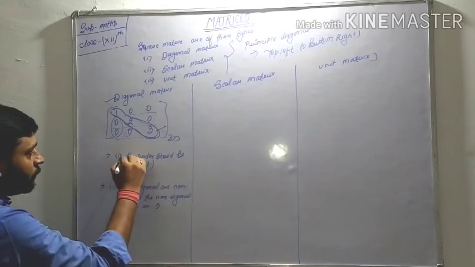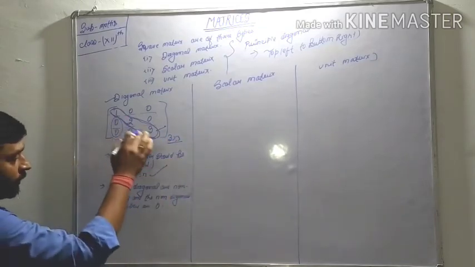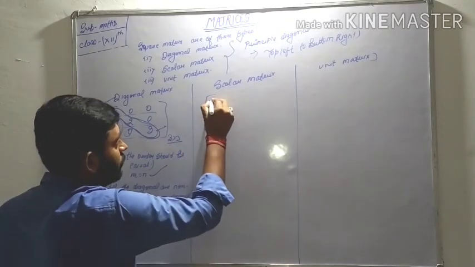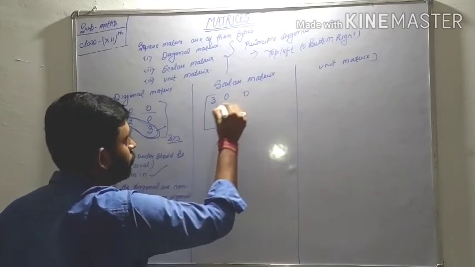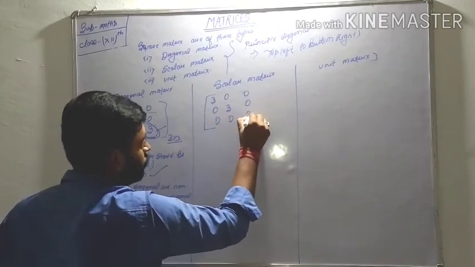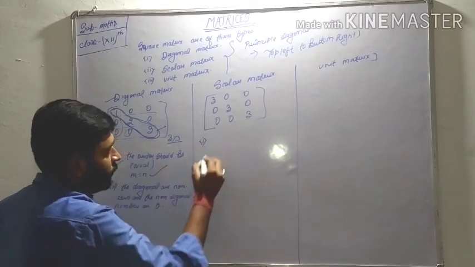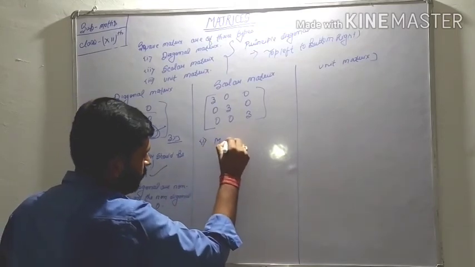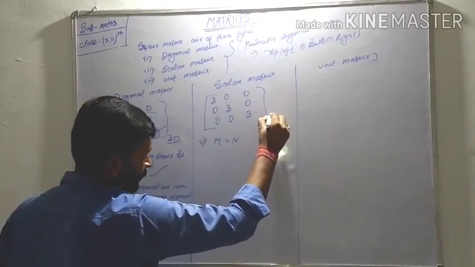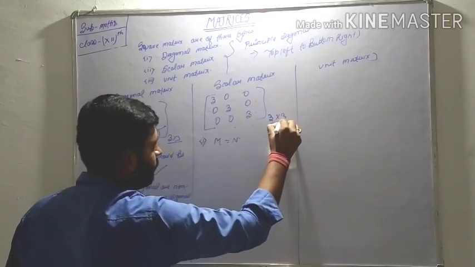Now the order is equal, that means the number of rows is equal to the number of columns. So it is called a diagonal matrix. And now a scalar matrix. Let us suppose 3 0 0, 0 3 0 and 0 0 3. Now it follows two conditions. First, the number of rows is equal to the number of columns, which is 3 rows and 3 columns.